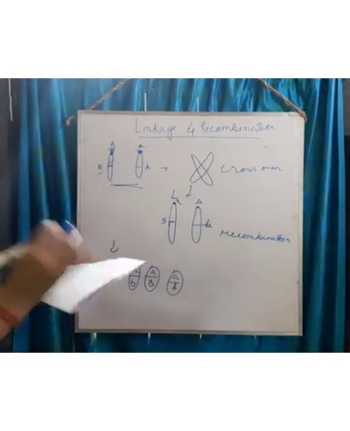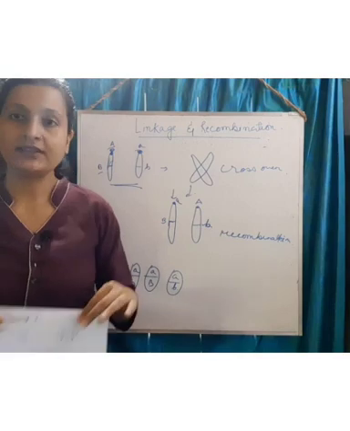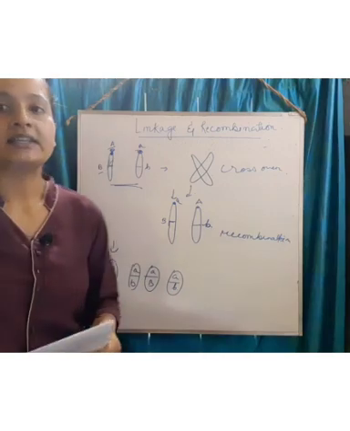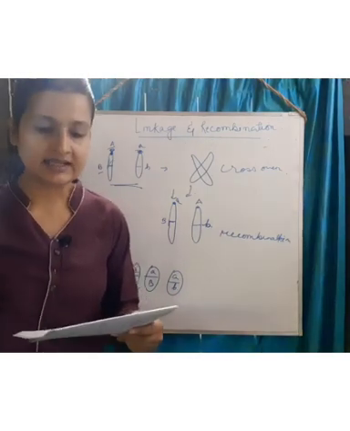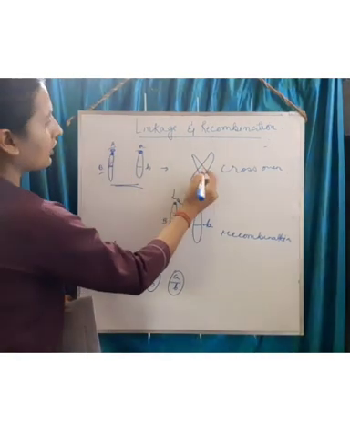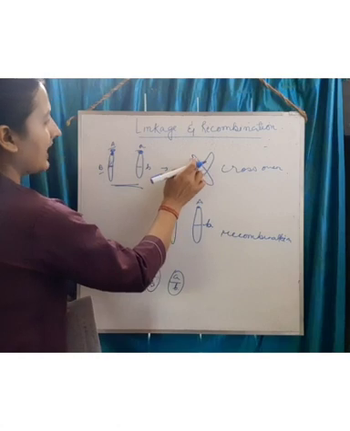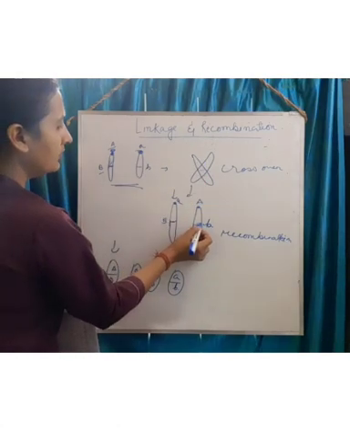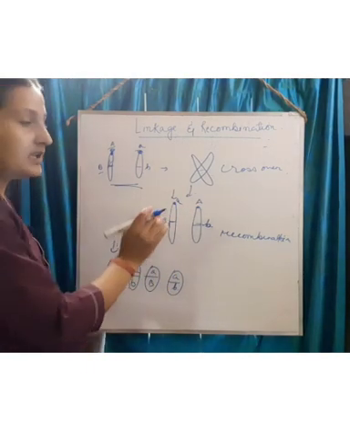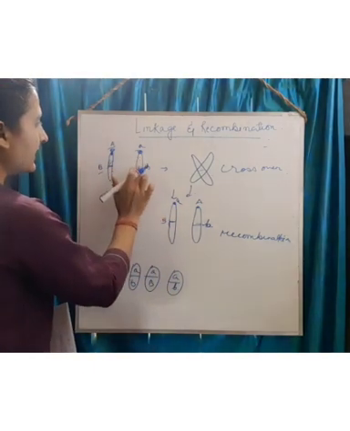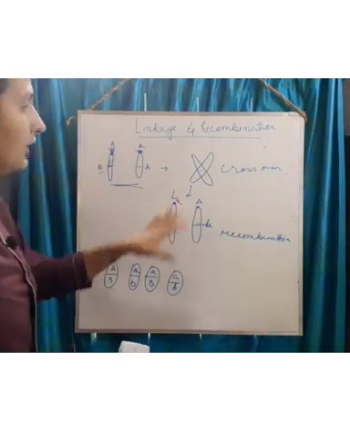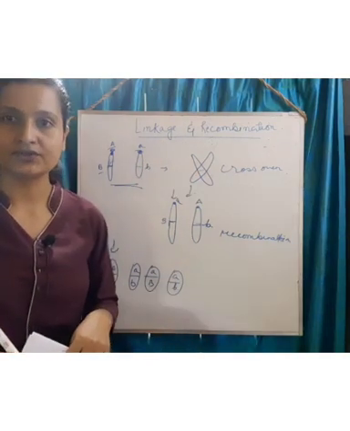Now one thing you should remember is that whether this recombination will take place or not depends on the distance between the linked genes. Here you see, if the distance between two genes is small, when they cross over, there is less chance that the chromosomes will get exchanged. Are you clear? So if the distance is more, then there will be less chance of recombination, less chance of crossing over.